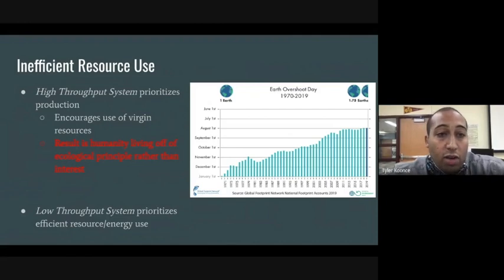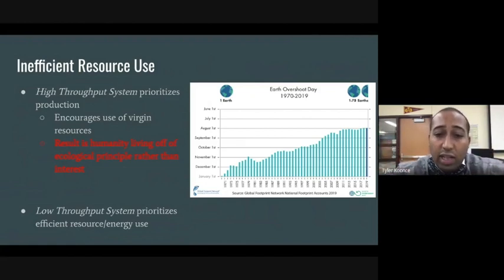Our third one is inefficient resource use. For this, there's a low and a high throughput system. A high throughput system just means that you're using resources at a higher rate. Usually these are what they call virgin resources, or resources that haven't been touched or refined. When we do this, we're taking from the environment more than we put in. Our low throughput system is going to prioritize efficient resource and energy use. So maybe that would be better, but it depends on what we use.